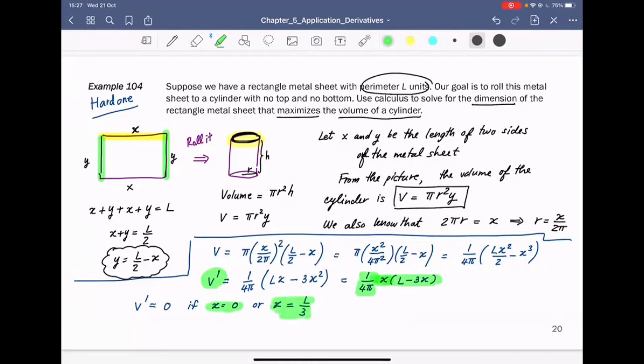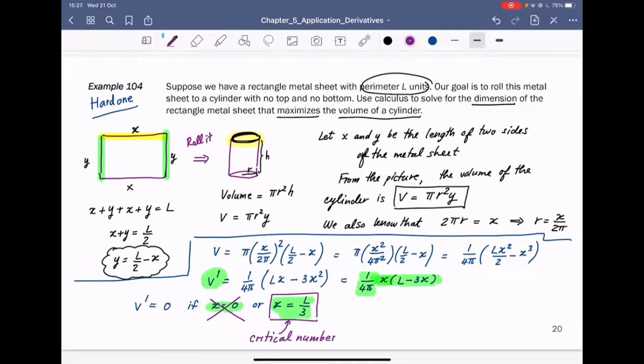You can see that x equal to 0 is impossible because it does not make sense to say that the length is equal to 0. So x equal to 0 is impossible. So your answer for the critical number is going to be L over 3. This is your critical number.